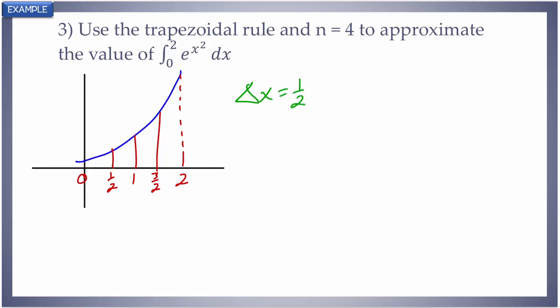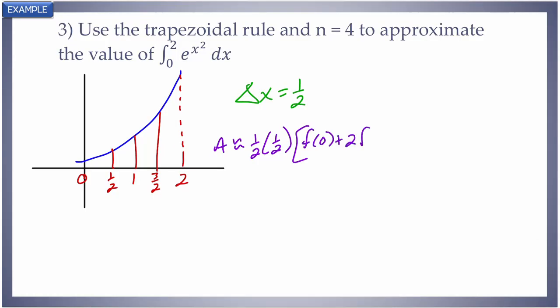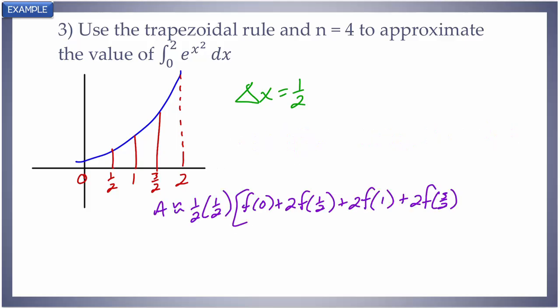So your area is approximately 1/2 times 1/2, and then times 1 f of 0 plus 2 f of a half plus 2 f of 1 plus 2 f of 3 halves. I'm going to run out of space. All right, I changed it around. And then plus 1 f of 2. So that's going to be approximately 1/4.